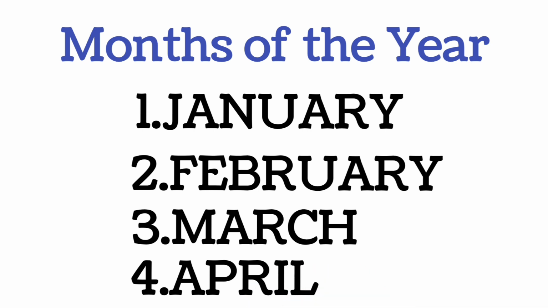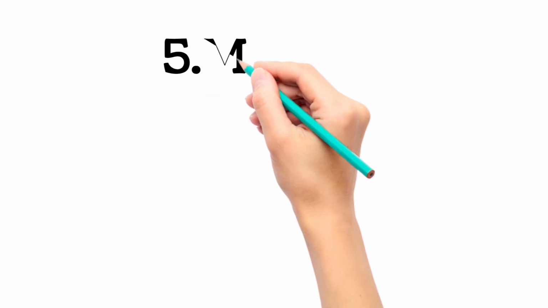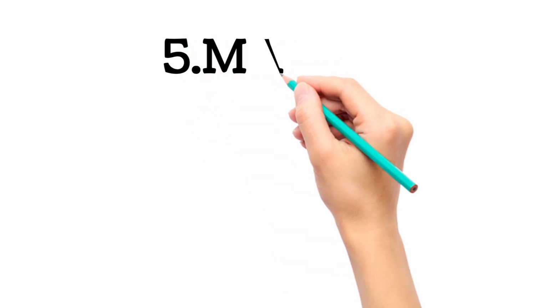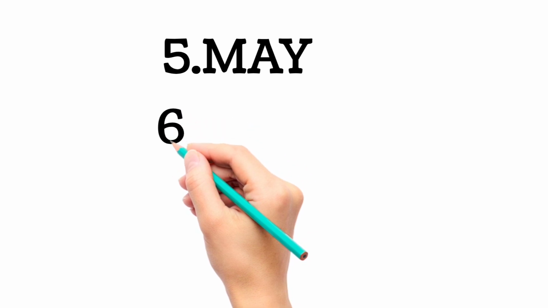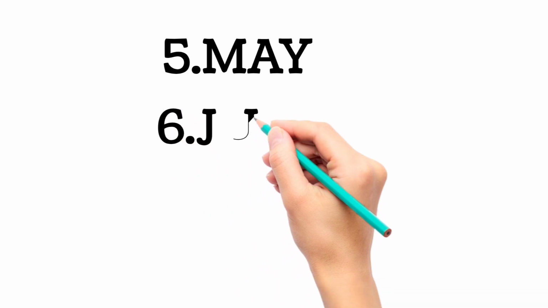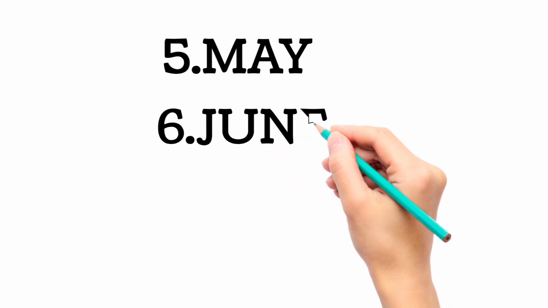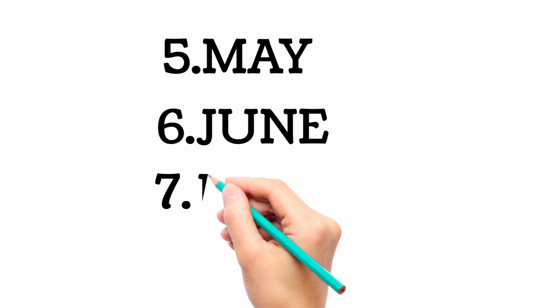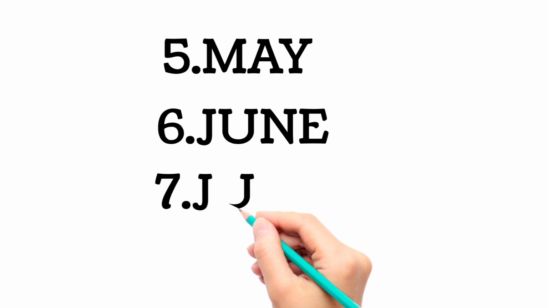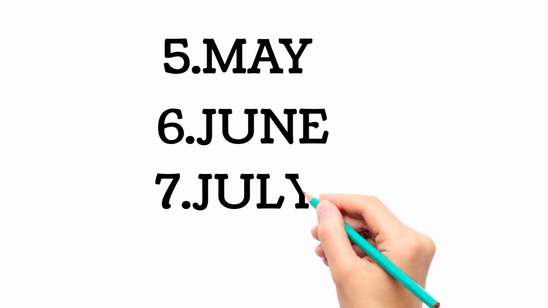April. Fifth month of the year, May. Sixth month of the year, June. Seventh month of the year, July.